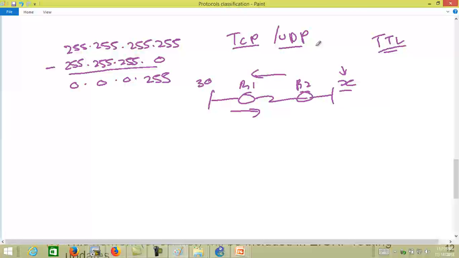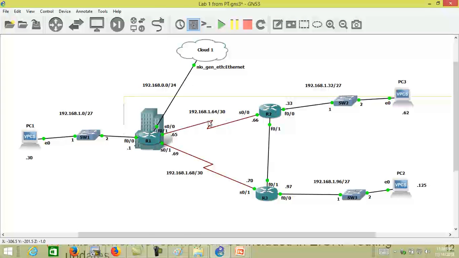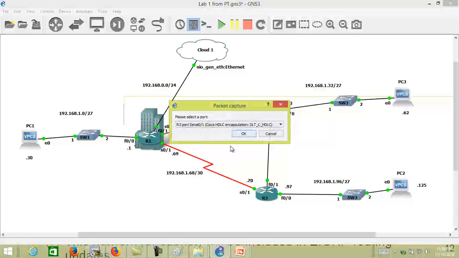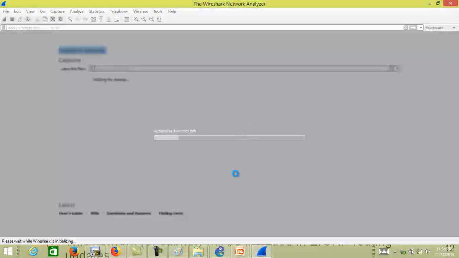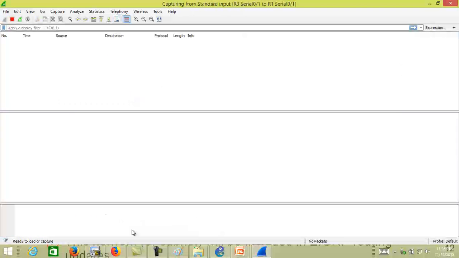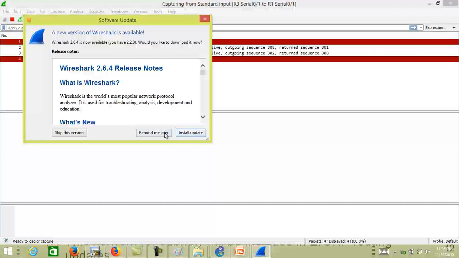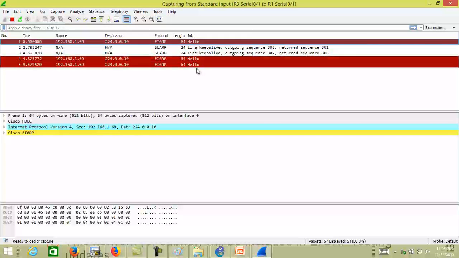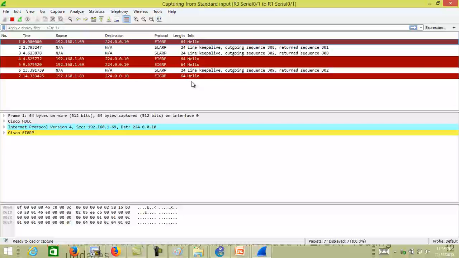EIGRP doesn't use either TCP or UDP. It has its own reliability mechanisms. To see it, because we are on router 2 and we have enabled it on all that, we can actually start a Wireshark capture to see the packets. Of course, they'll be able to explain more of what I'm trying to get at maybe later. So you can see the various types of packets that EIGRP uses.